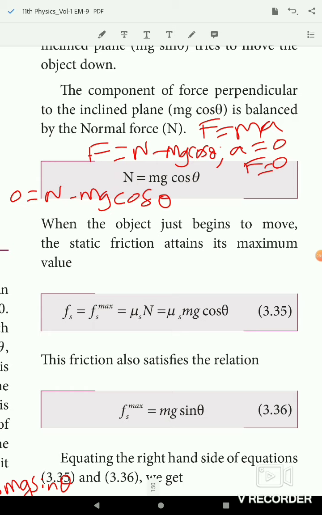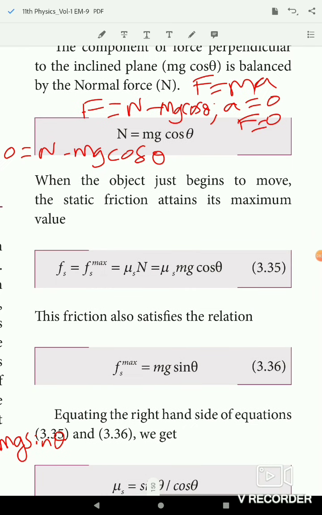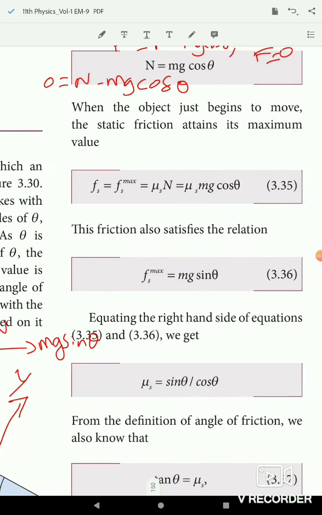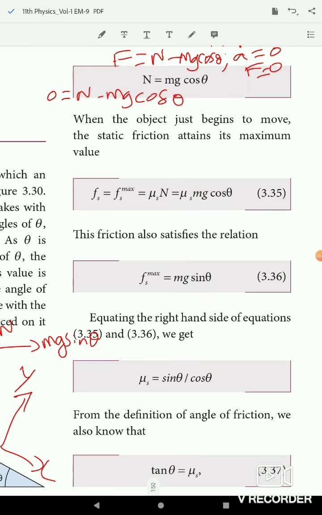When the object just begins to move, the static friction attains its maximum value, that is fs maximum. You already know fs maximum equals mu s N, and N equals mg cos theta. Substituting the N value, fs maximum equals mu s mg cos theta. This friction also satisfies the relation fs maximum equals mg sin theta, because F equals ma.